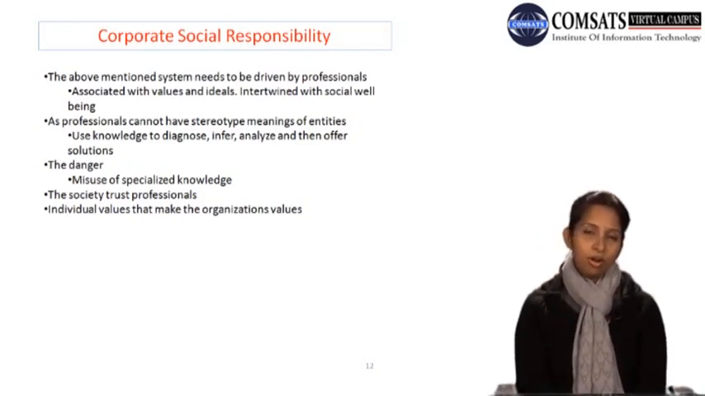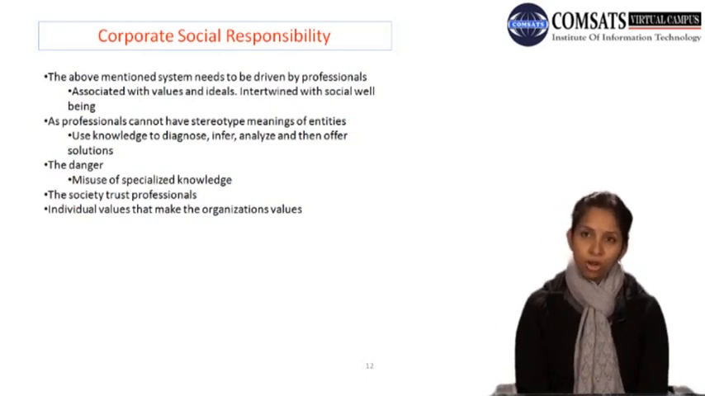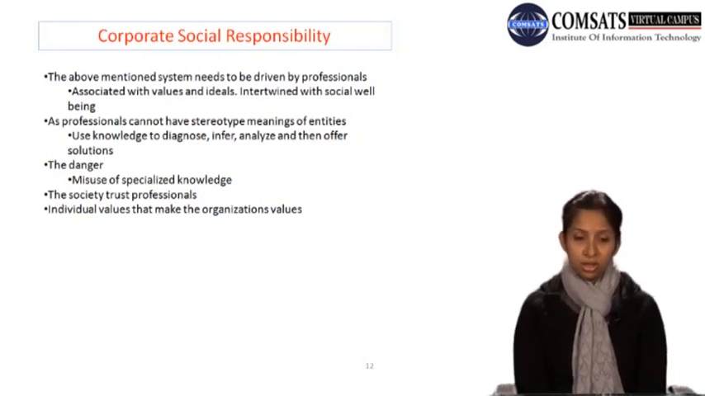On the other hand, if your professionals or the top management or the leaders are misusing their powers, to automatically aapki puri organization mein problems aati hain. And again, जब हम प्रोफेशनल्स की बात करेंगे तो हम पहले भी 10 दफा बात कर चुके हैं कि प्रोफेशनल्स को सोसाइटी ट्रस्ट करती है. प्रोफेशनल्स are the ones who make up a corporation, और कॉरपोरेशन को सोसाइटी ट्रस्ट करती है.